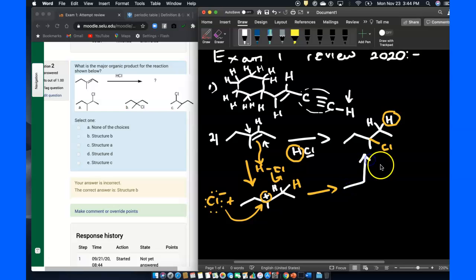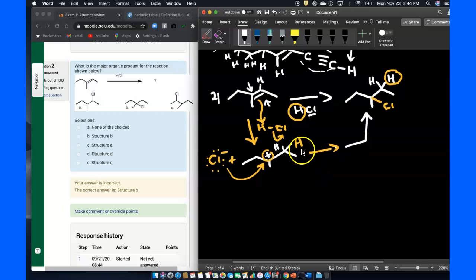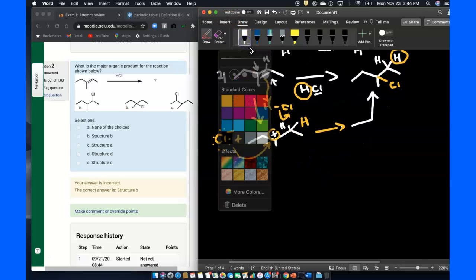I don't need to draw it again. You end up with a product which happens to be product labeled B. If I don't show these hydrogens, that's your B. Okay. Sweet, sweet, sweet. Now let's continue.